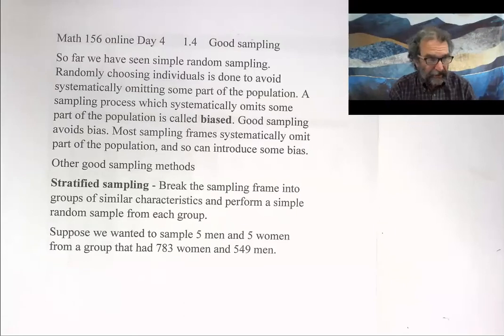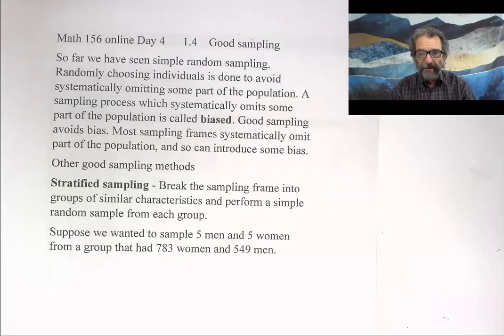So far we've talked about simple random sampling, and that's randomly choosing individuals in a systematic way so that we don't omit a certain part of the population or a certain part of the sampling frame. We're thinking the sampling frame is representing the population, the best list we can get of the population we're interested in. A sampling process which systematically omits some part of the population or some part of the sampling frame is called biased. Good sampling avoids bias.